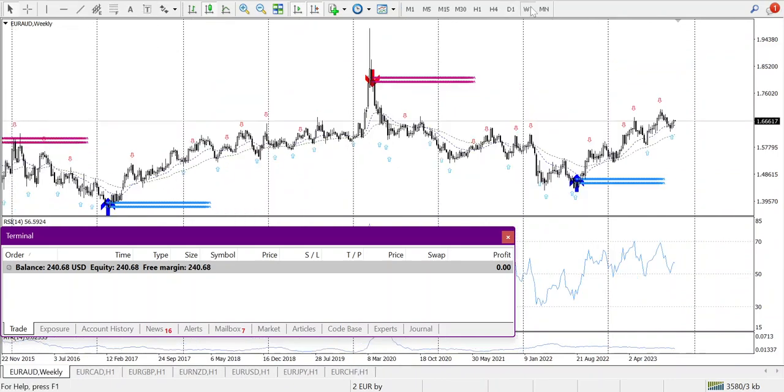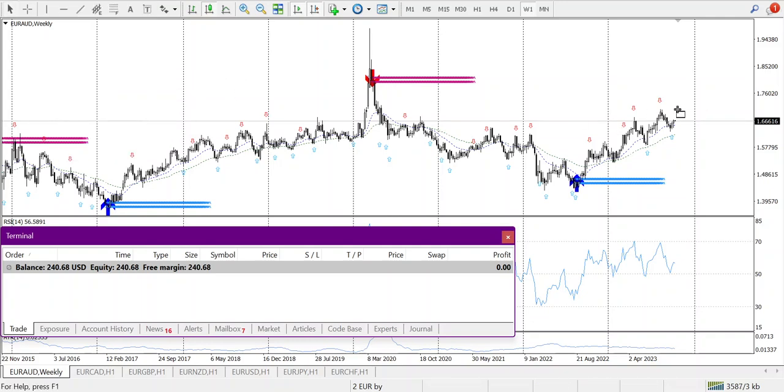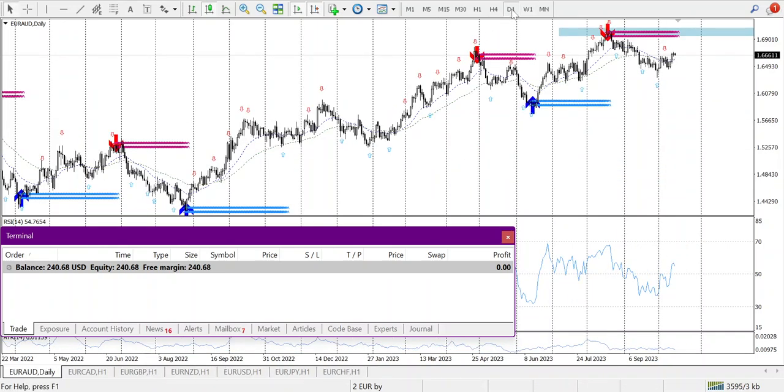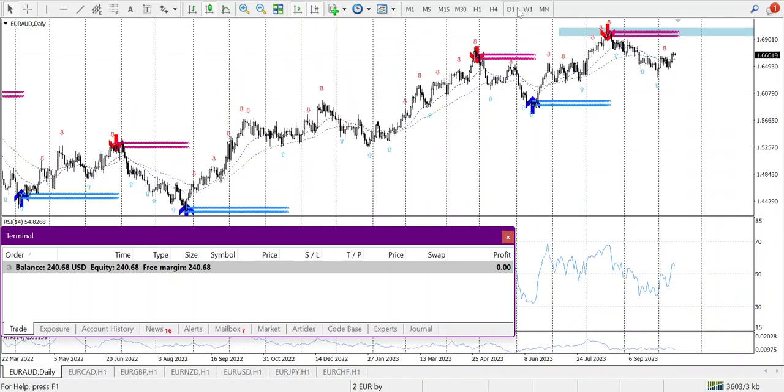So in the week, insert shape rectangle. So this is one support area. I'm taking the week only. I will show why I'm taking the week here. Then after, in hour four, in day trade, it must go to this level and come down, not necessarily. So it is an uptrend. We have seen that it is an uptrend. Now still going up.